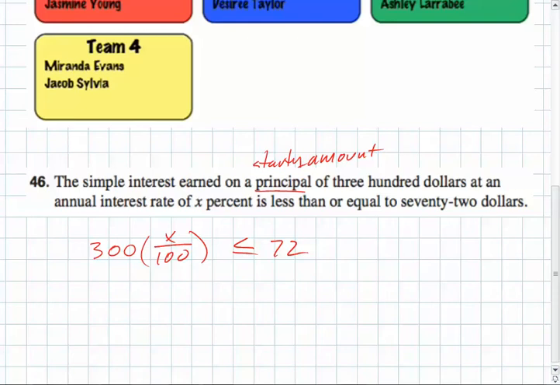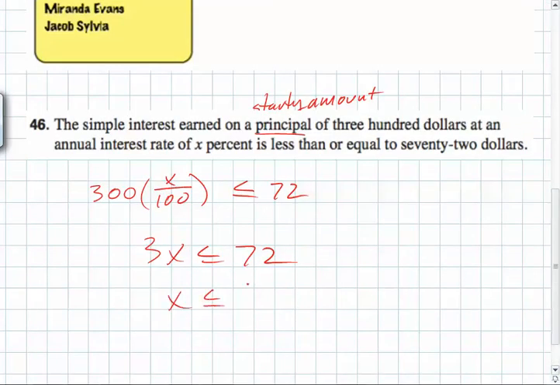Well, what's 300 divided by 100? 3. So you have 3x is less than or equal to 72, right? So x is less than or equal to 72 over 3. What's 72 divided by 3? 24. It's okay. Are you ever going to find an account that earns 24% interest? Just say no. It's not going to happen.